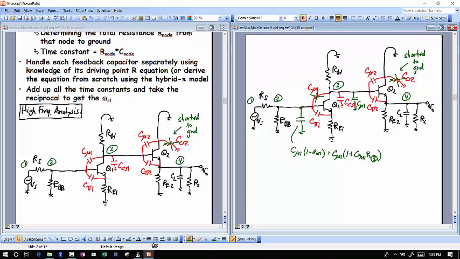Okay, how about C pi 1? What am I going to do about C pi 1?